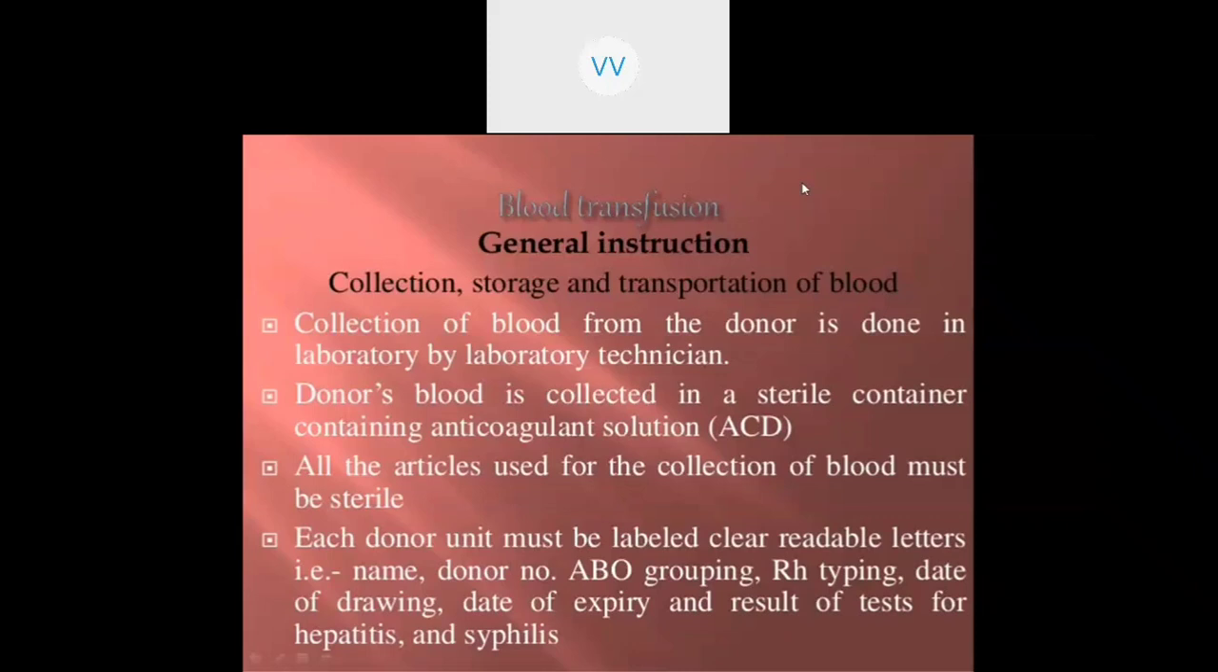Donor's blood is collected in a sterile container containing anticoagulant solution, and all the articles used for the collection of blood must be sterile. Sterile articles have to be used during the blood collecting procedure, and each donor unit must be labeled in clear readable letters with the donor's name. I will tell this point in the next slide.